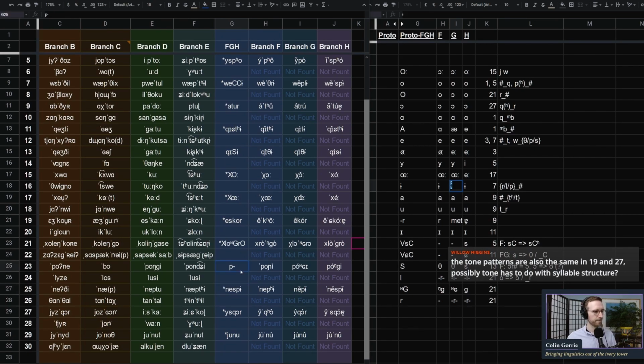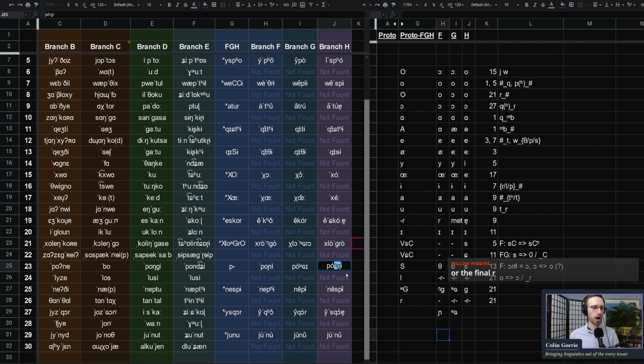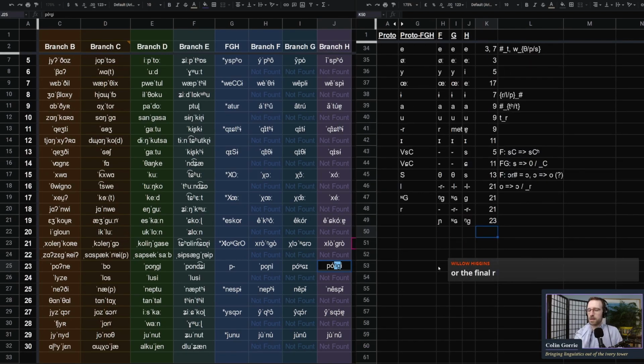Nespe. And then finally, ooh, this is new. Nya. Nga. Nga. And nga. Based on 23. Okay. All right, we will get to tone very shortly. I just want to finish our segmental reconstructions.